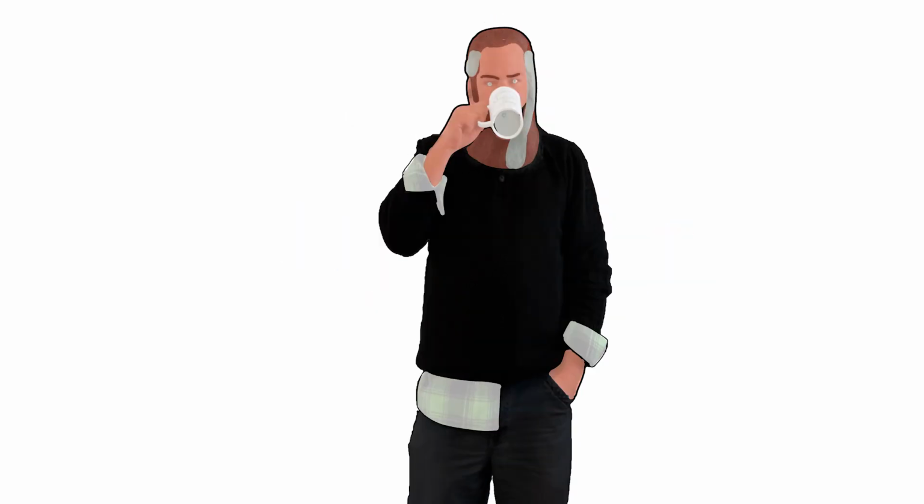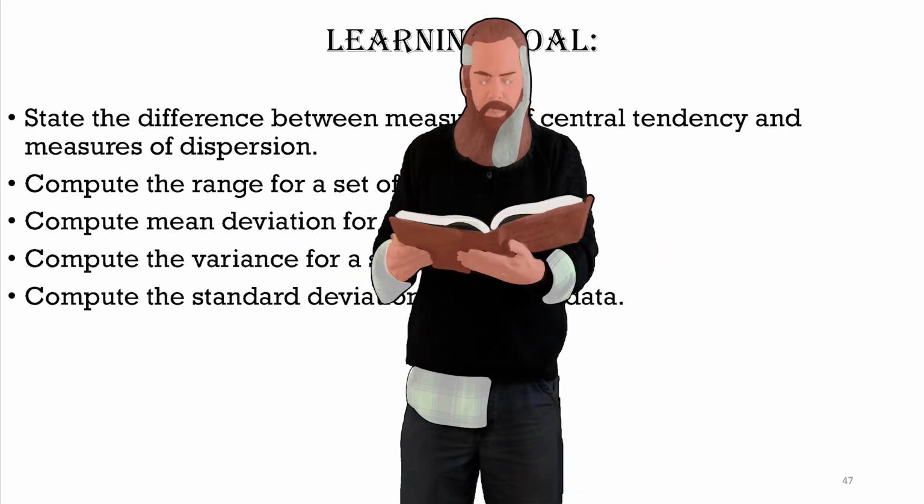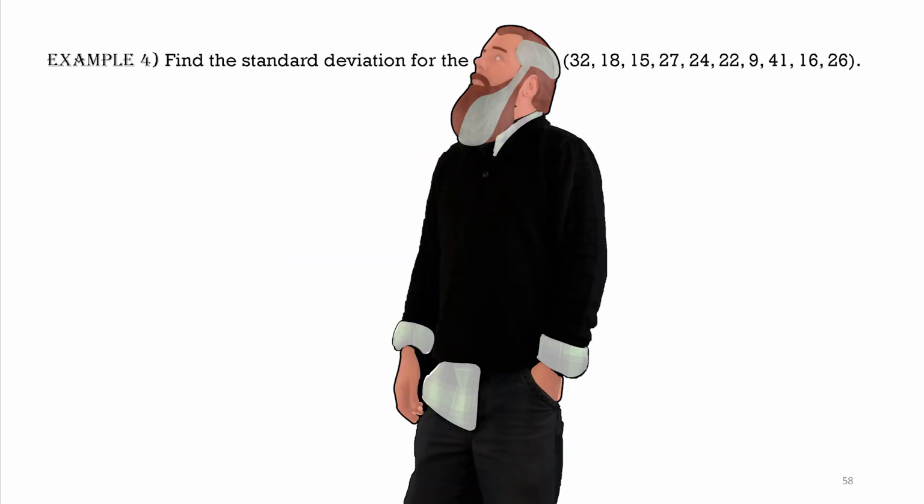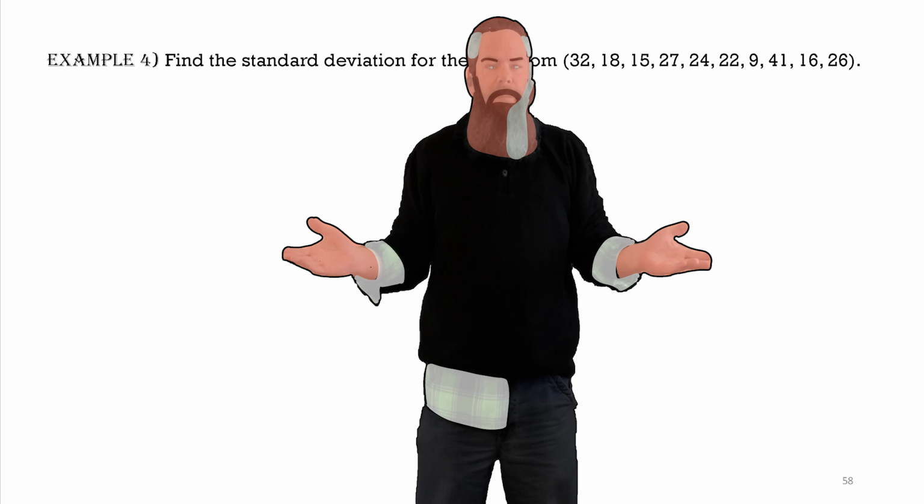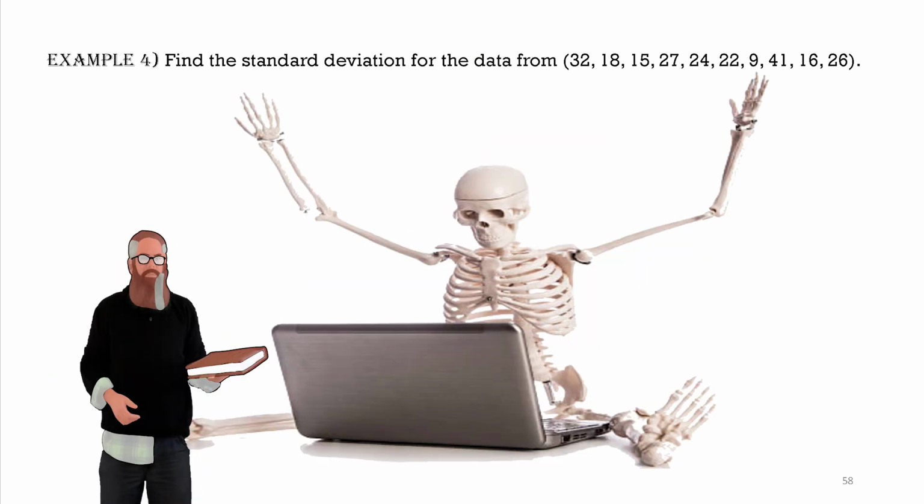To measure dispersion using the original units of the problem, statisticians take the square root of the variance to form a measure of dispersion called standard deviation. The standard deviation is probably the most commonly used measure of dispersion. Now let's compute the standard deviation from a set of data. Let's find the standard deviation from the data in the original problem.